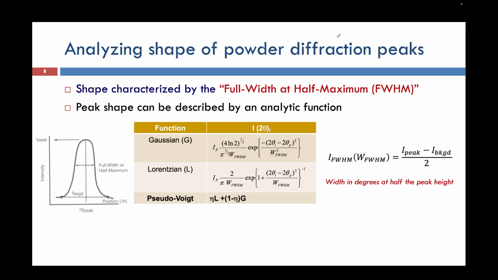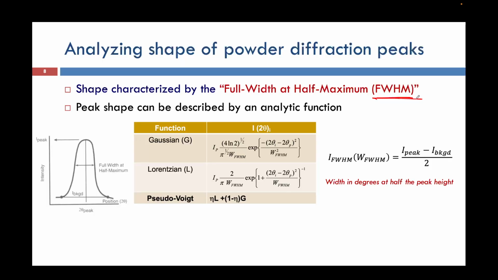And how will we deconvolute the peak, and how will we characterize which shape our peak is? For that we have to know about a term called FWHM, which is known as full width at half maximum. We have to analyze the peak. That is where peak analysis is always important when we are doing the indexing of an X-ray diffractogram.